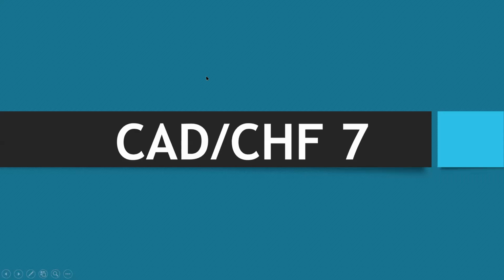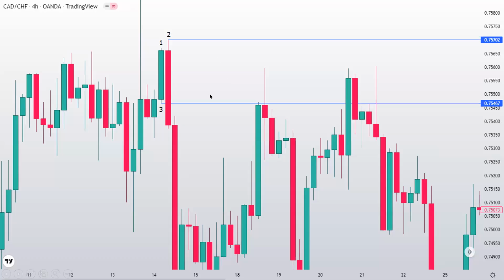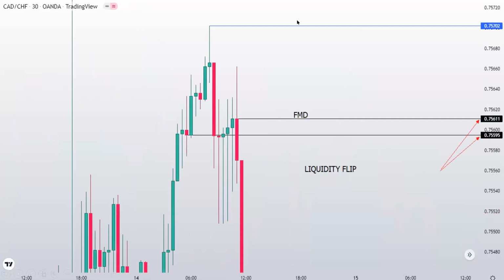Another example, we have this CAD CHF. We have this type 1 on 4 hours time frame. If we come to refine it, as you can see here, we have the special case liquidity flip.